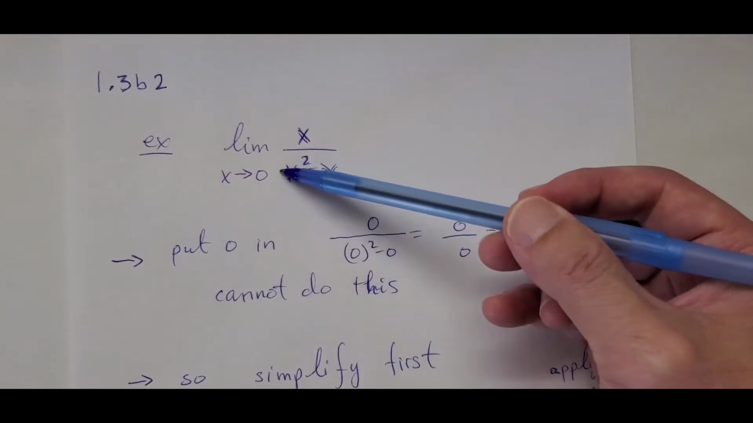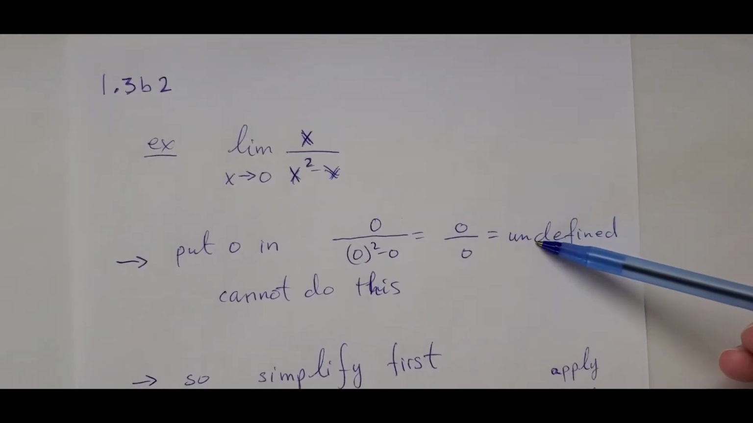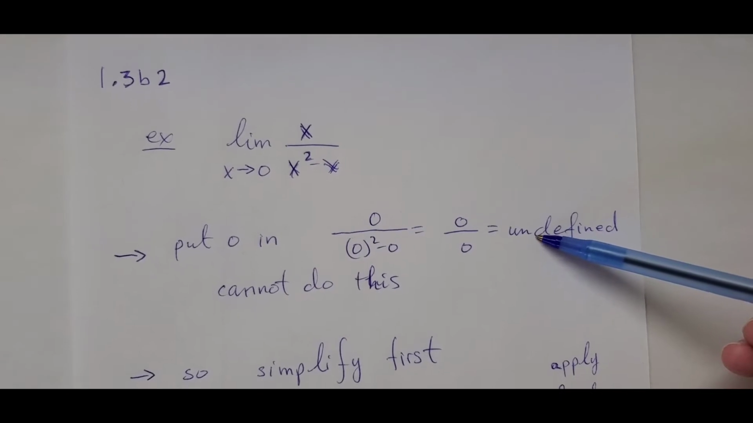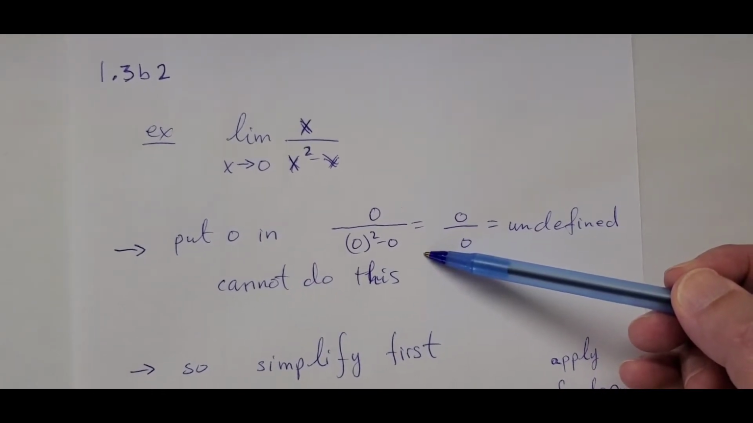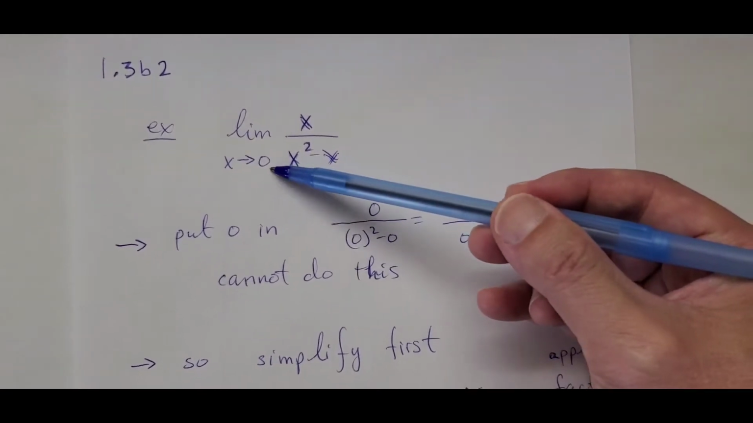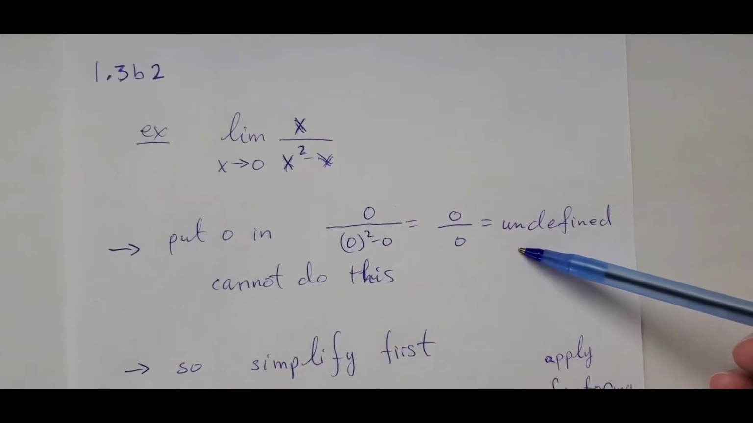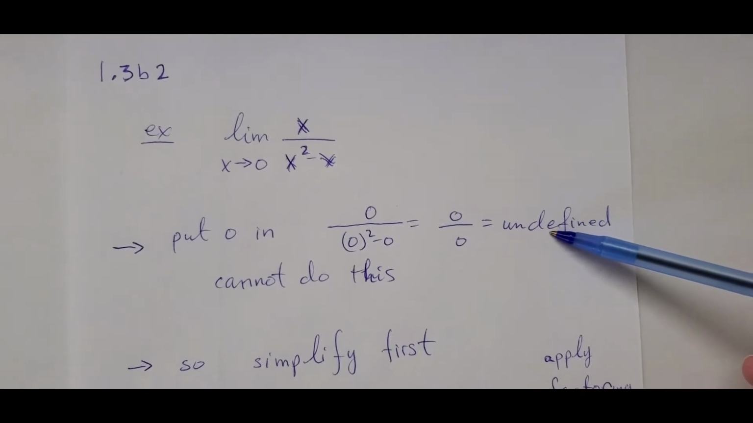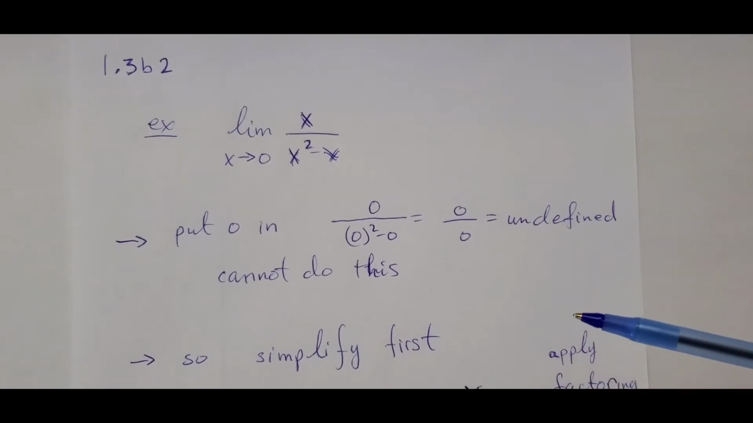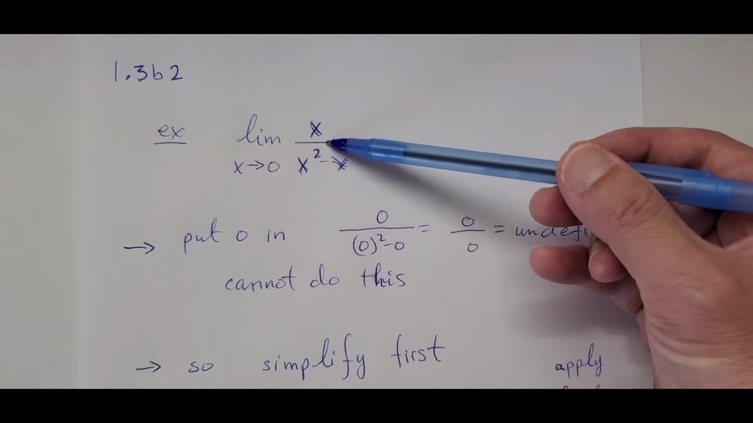So if you plug 0 in, you get this answer, which is not correct. You cannot use this method anymore. You cannot just plug them in and then get the answer undefined. So this is the way to do this problem.